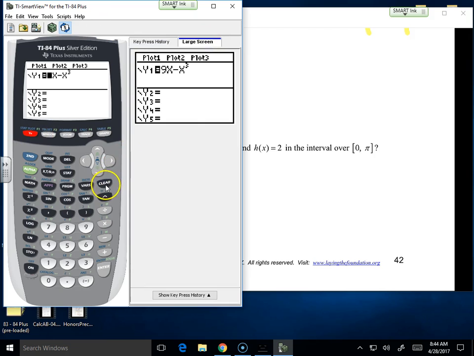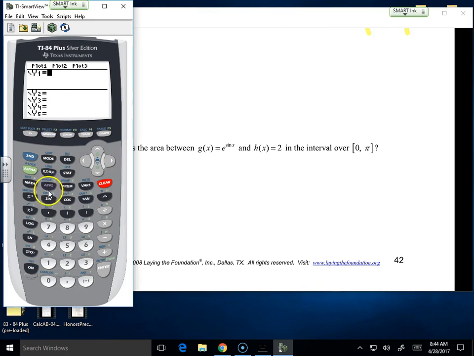I want to graph, not that. E to the sine of x, use your calculator for everything. You don't have to do it. And then we have sine of x. And then we have 2. And then why am I going to make my window just from 0 to pi? Well, actually, let's start with zoom standard first. Then let's go 0 to pi. Why am I doing that? Good. It's the interval. I only want to see that part.